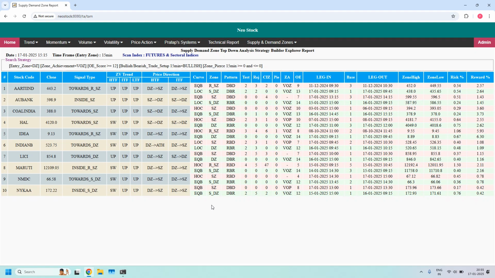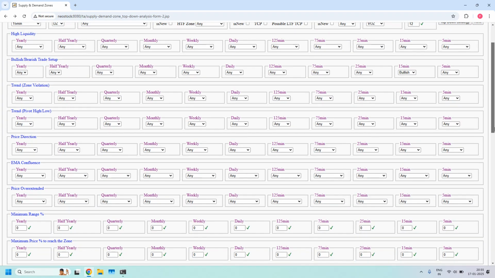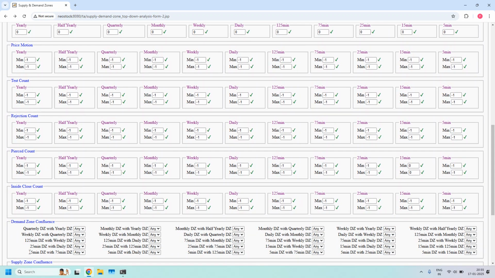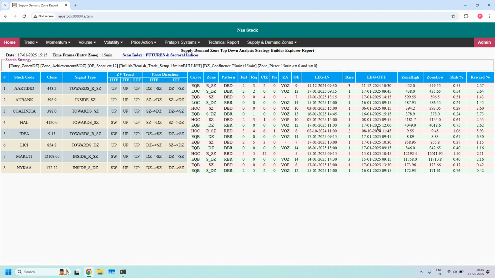So first filter is the LTF and ITF demand zone confluence. Let us filter the stocks. So in the demand zone confluence, LTF, ITF is nothing but for daily income trade, 15 minutes demand zone with 75 minutes demand zone confluence. With this filter, we got 8 stocks. In these 8 stocks, these 15 minutes demand zones are part of this 75 minutes demand zone. And 75 minutes is ITF.